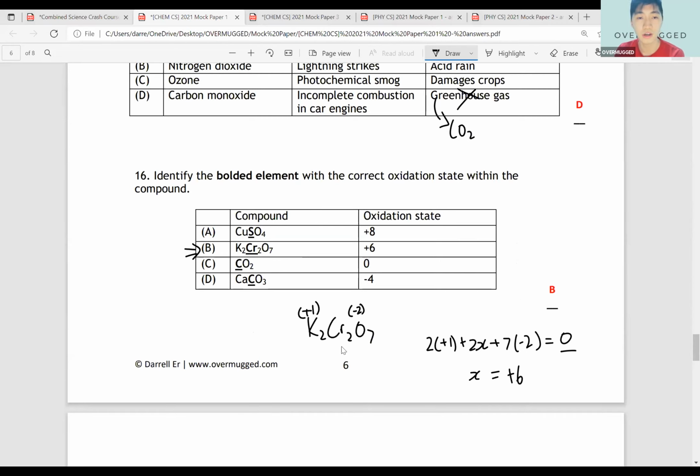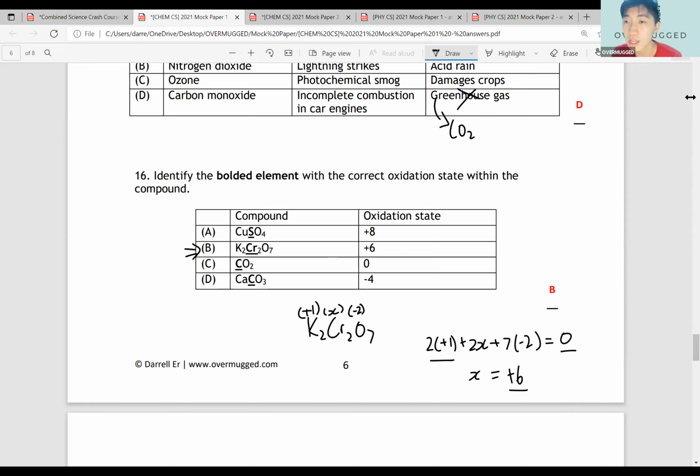So K2Cr2O7, K is plus 1. There's 2 of it, that's why I write 2 bracket plus 1. I do not know the oxidation state of Cr, so I write X, and there's 2 of it, so 2X. Oxygen has a charge of minus 2. There's 7 of them, so 7 bracket minus 2. This is a compound. Compounds do not have a charge, so it equals 0. I just need to solve for X, and X equals plus 6. So this is how you determine the oxidation state of your element within the compound.